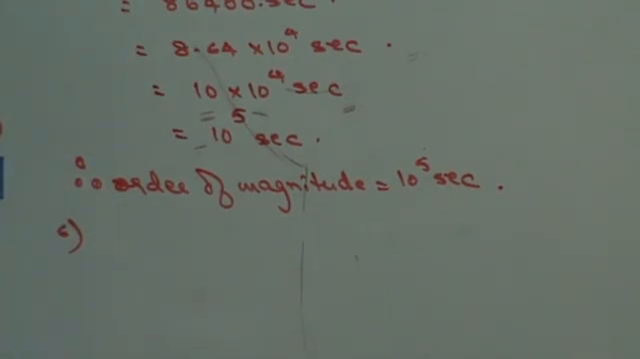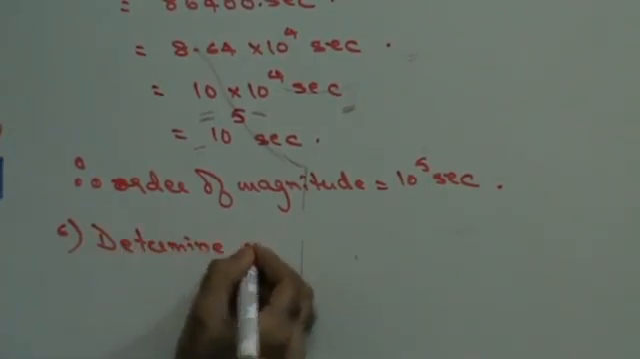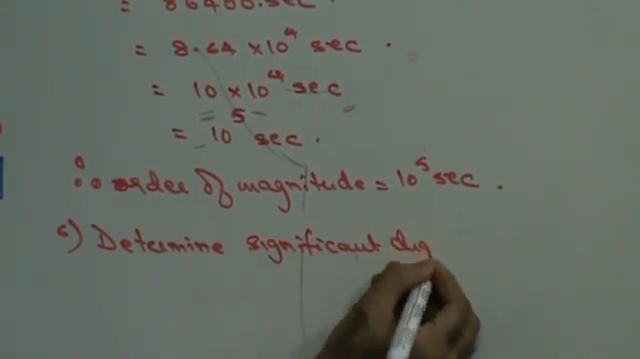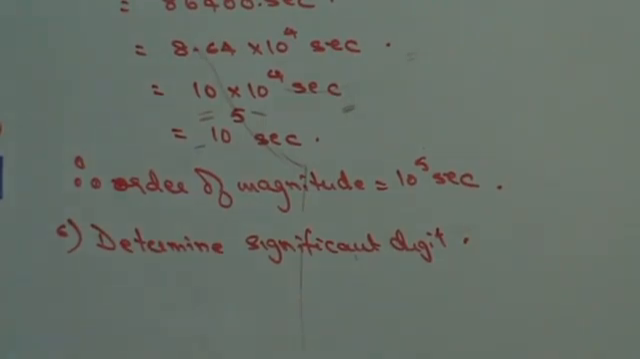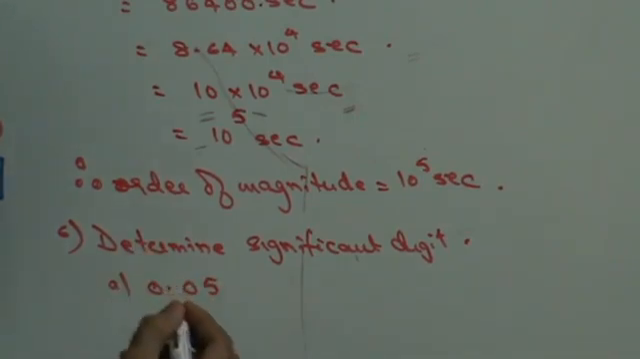Next type of sum. Determine significant digit for the following. Right? You have to determine significant digit for the following. Now, first, let's see this. Suppose if I give you 0.05718. Right? Now I told you when you have to write in terms of, this is called as scientific notation.